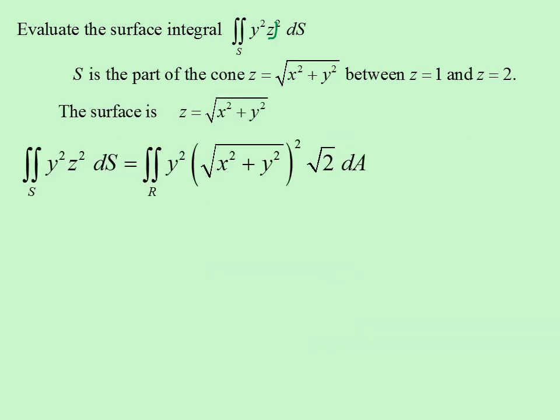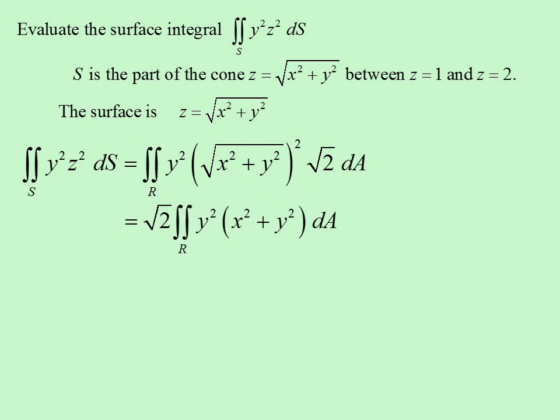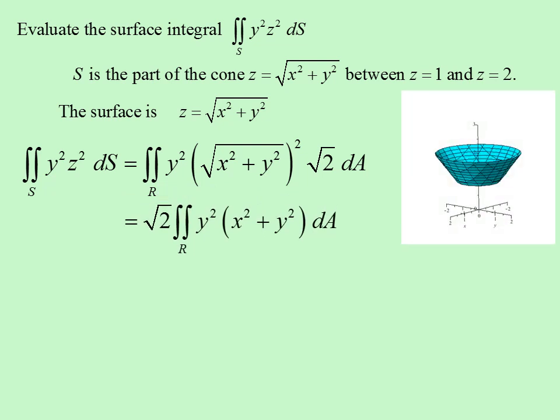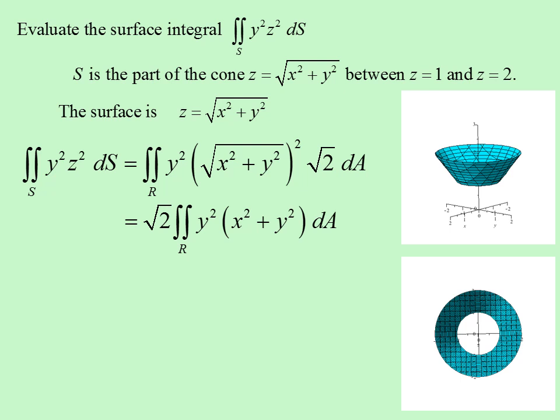So we need to replace the z with the square root of x squared plus y squared. That would be here. And then insert the square root of 2 and describe our region. So here is what the region looks like in 3 dimensions using Maple. Here's what we see when we look down the z-axis at the image of that region in the xy plane. And that's what we need to be describing.